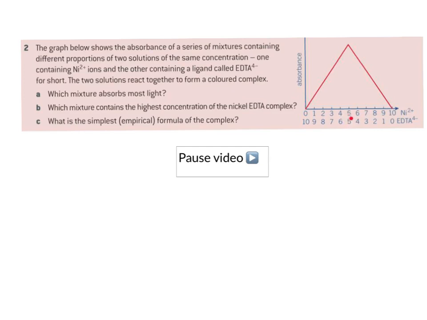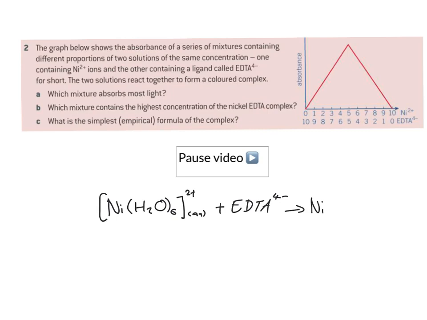Looking at the graph, the greatest absorbance is where the nickel and the EDTA are in equal proportions, and that means nickel reacts with the EDTA in a 1-to-1 ratio. So let's now write an equation. The hexaaqua nickel is substituted by the EDTA ligand, and remember from before that this is a hexadentate ligand, and therefore the resulting complex is 1 nickel to 1 EDTA.